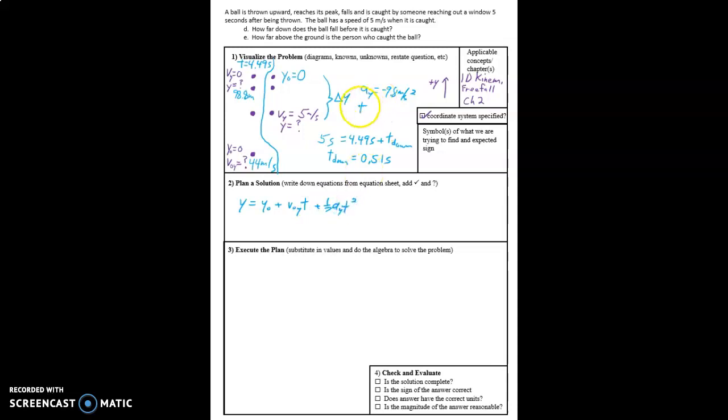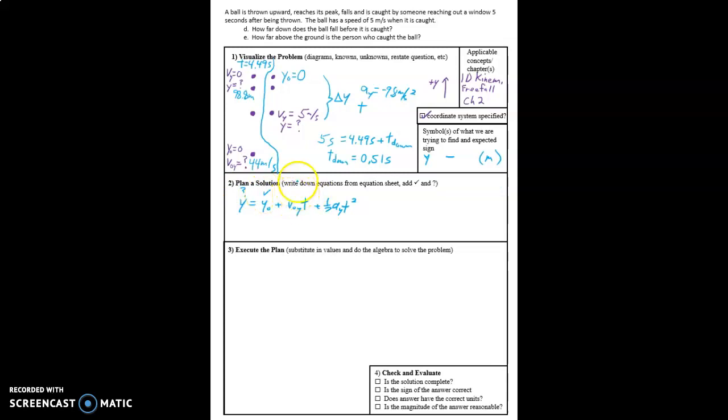We can then write in our equation y equals y naught plus v naught y t plus 1/2 a y t squared. And I did say we were going to solve for y. Write that over here. We're going to solve for y. It should be a negative value, and it'll have units of meters. Alright, so this is what we want to solve for.